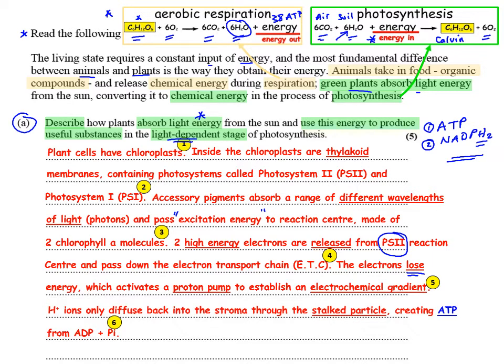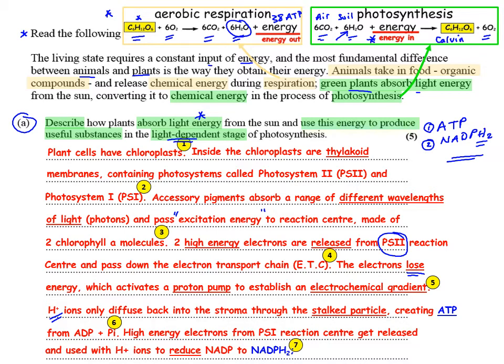Now, hydrogen ions, the only way they can diffuse back into the stroma from the thylakoid disc lumen is through the stalked particle. And we know protons will move down their electrochemical gradient from the lumen of the thylakoid disc back into the stroma through the stalked particle. And excuse me, the catalytic domain of the stalked particle is ATP synthase or ATP synthetase. Now, these protons are full of potential energy, and as they move back through the stalked particle, it activates ATP synthase, and it allows the formation of ATP from ADP and inorganic phosphate.